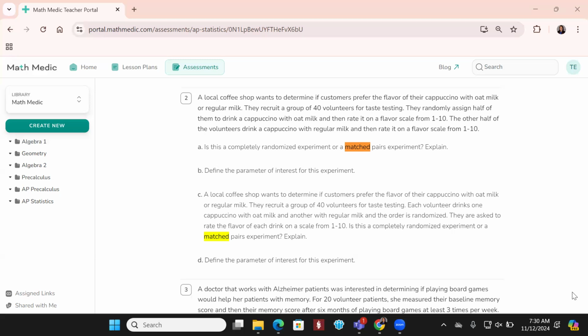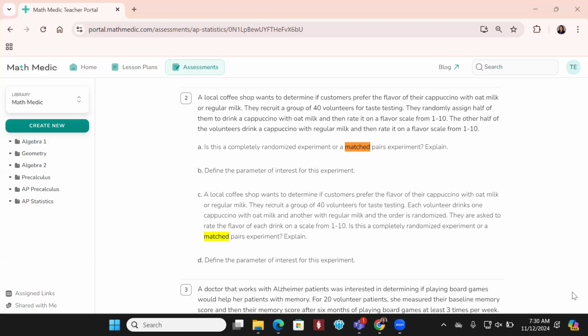So did they pair? Right. They randomly assigned half of them, right? Okay. Define the parameter of interest for this experiment.